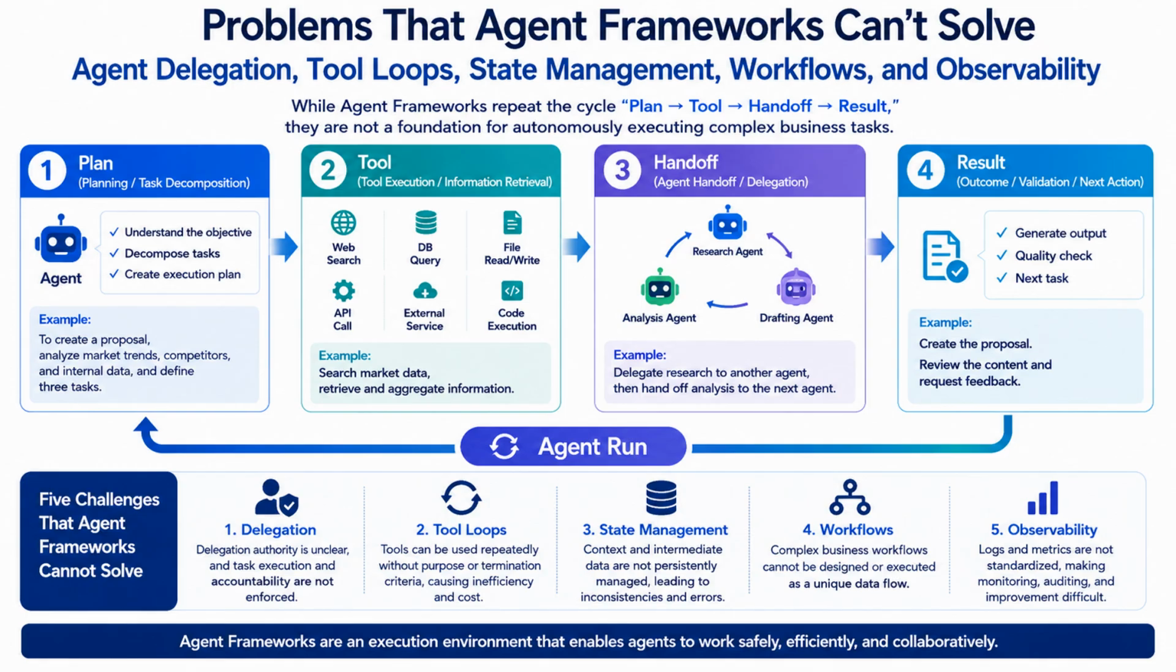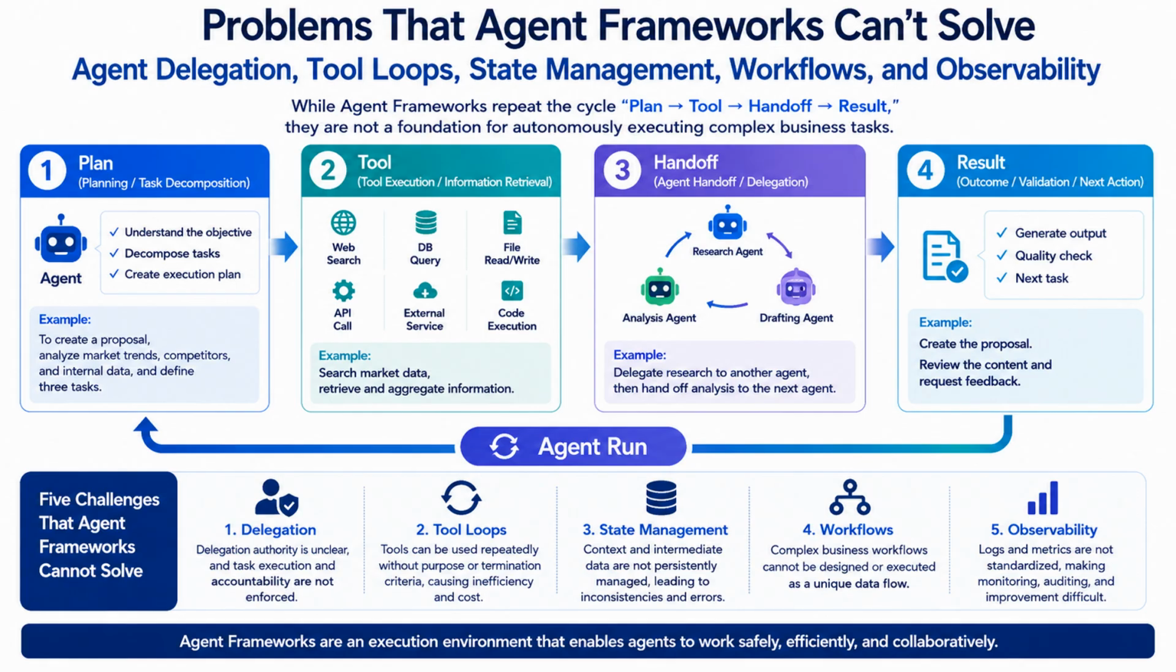The central problem that agent frameworks are designed to solve is how to enable AI agents to perform complex tasks autonomously and efficiently. Let's look at a typical agent workflow. First, plan. The agent understands the objective, breaks it down into tasks, and creates an execution plan. Next comes tool. The agent uses the tools it needs, such as web search, databases, APIs, file operations, and code execution, to carry out the task. In a multi-agent system, handoff also plays an important role.